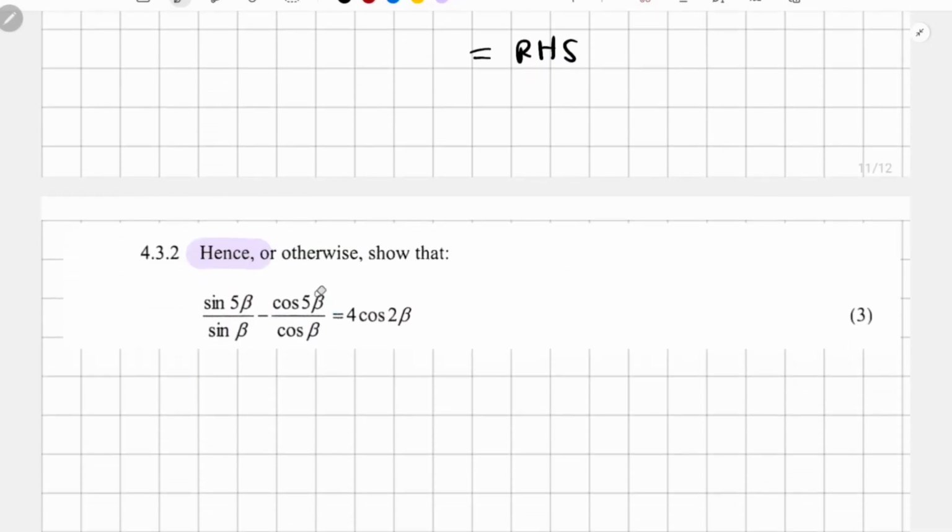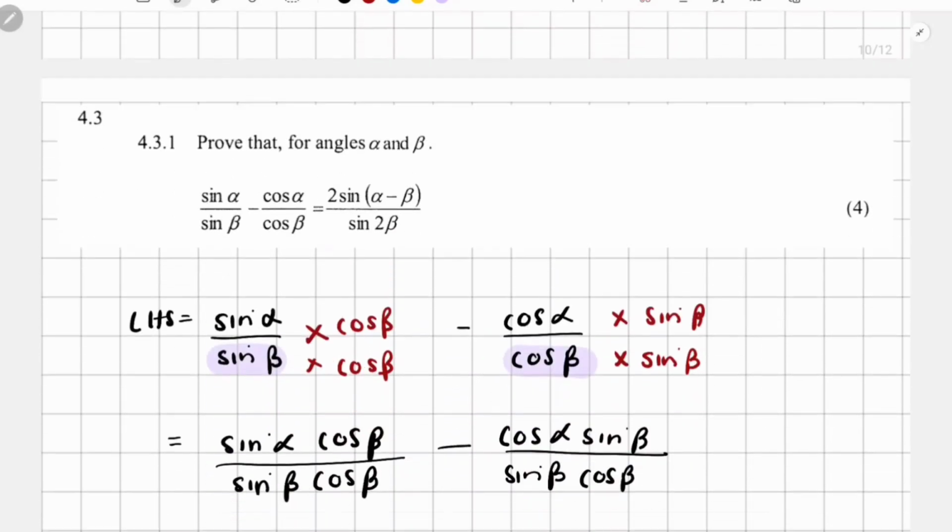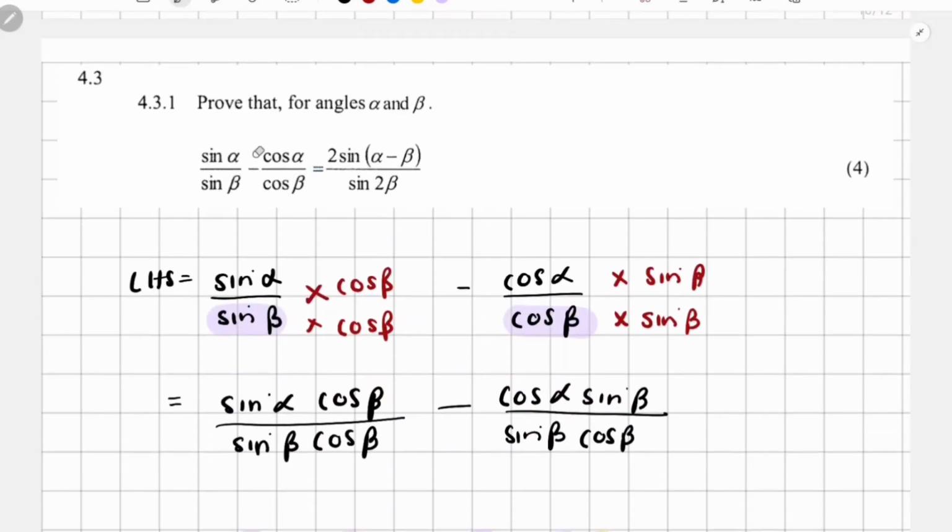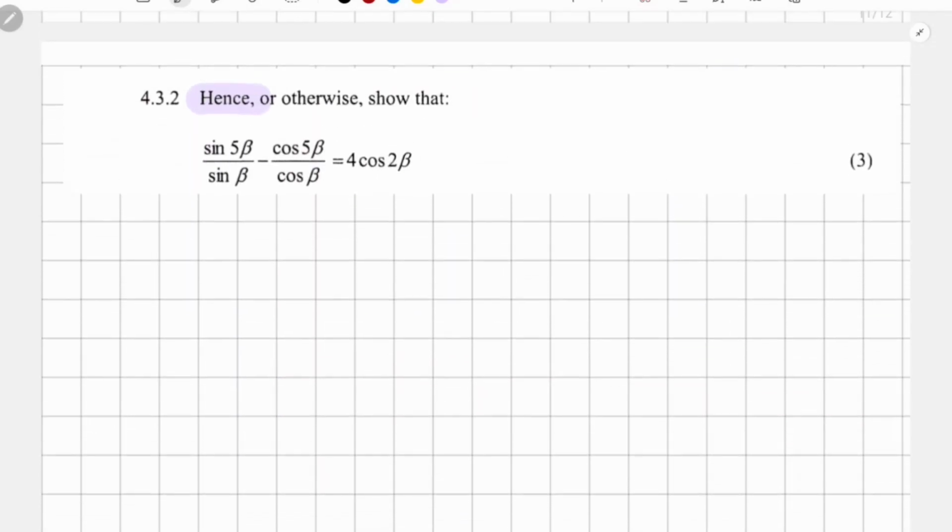If you look at the structure of the way this looks, it looks a lot like the previous expression, the previous identity, really. So you see that we have sine alpha over sine beta as well, and then minus cos alpha over cos beta. But look at what we have here, sine 5 beta. So the only difference is this, right? Sine 5 beta still over sine beta, and then cos 5 beta over cos beta is exactly the same.